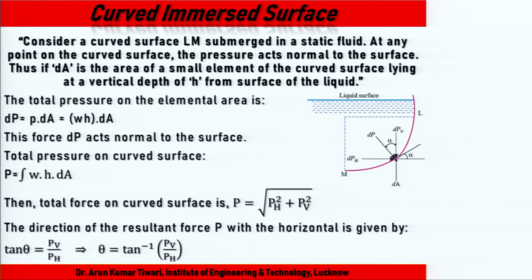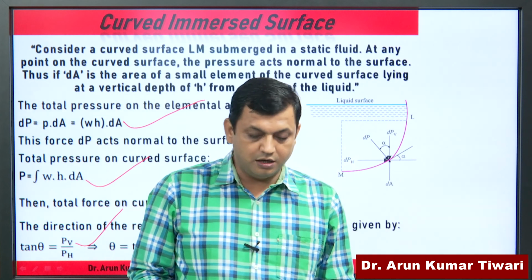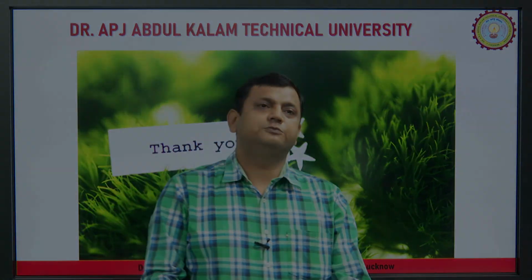For a curved surface, it is simple: if the surface is curved, we calculate dP equal to p dA, then we integrate p dA. There are two components, one horizontal and another vertical. Capital P is the square root of Px square plus Pv square, and tan theta equals Pv upon Px. By this way we can calculate the force capital P on a curved surface. Thank you.